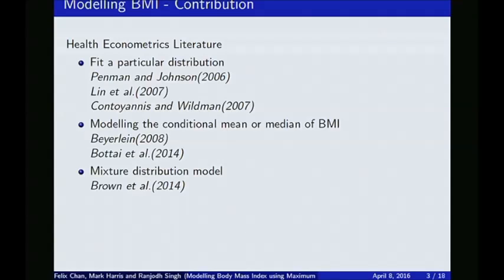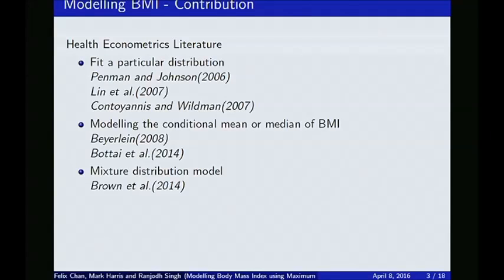One of the closest to what we are trying to achieve in this paper is Brown et al., Sarah Brown, also Mark Harris, and William Greene, Bill Greene, a quite well-known econometrician. One of our co-authors, Mark, is how the application to BMI arose, because I was talking to him about this particular paper of his, and it just dawned on me, maybe we can try something different.